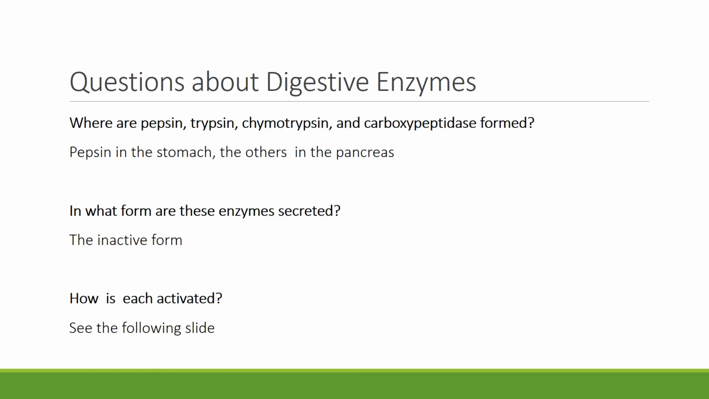The last slide showed how proteins are digested. Here are some things you should know about digestive enzymes. Where are pepsin, trypsin, chymotrypsin, and carboxypeptidase formed? And the answer is pepsin in the stomach and all the others in the pancreas. In what form are these enzymes secreted? And it is in their inactive form. And how is each activated?